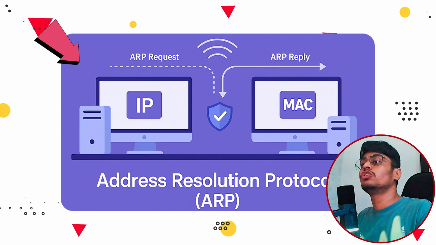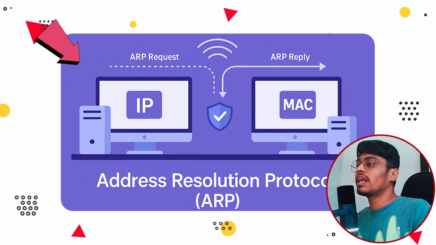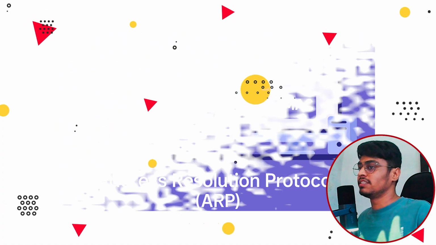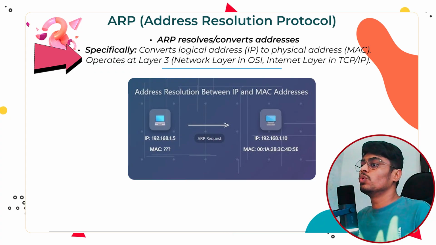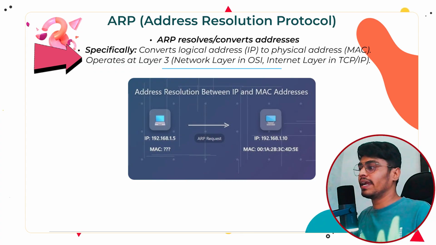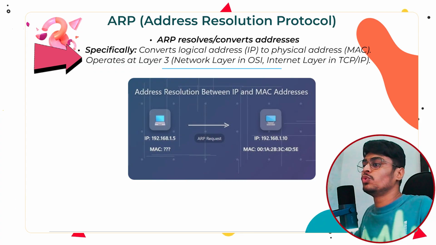We have to do resolution of the address. It is that we are converting logical addresses into physical addresses here. ARP is the protocol of layer 3. So this converts IP address into MAC address. Okay, let me clear all the scenarios to you with an example.